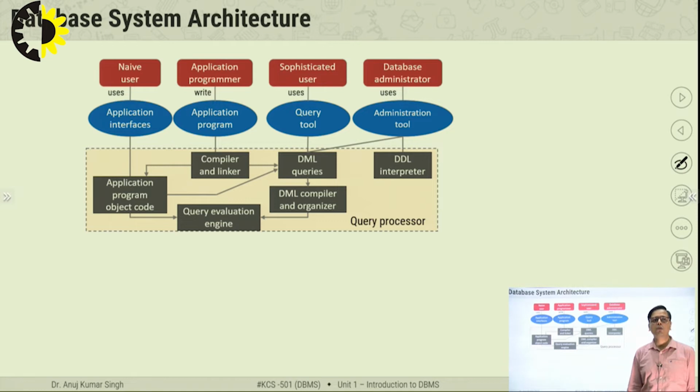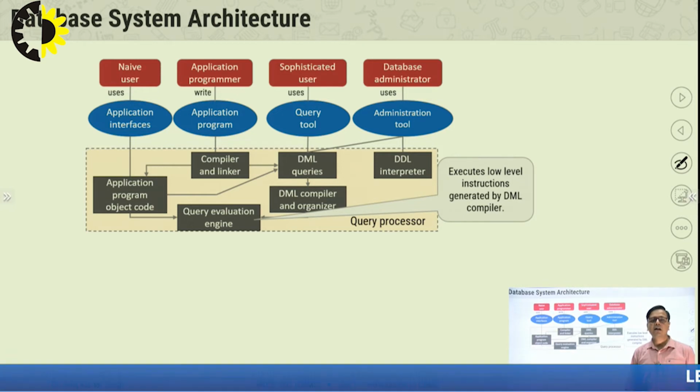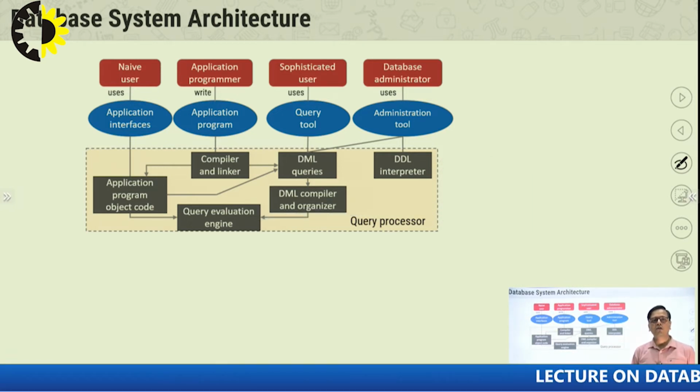The last component, the most important component, is the query evaluation engine. What does the query evaluation engine do? It executes low level instructions that are generated by the commands given by the above users. So this is the complete picture of what a query processor does. This is the one component of the conceptual schema.